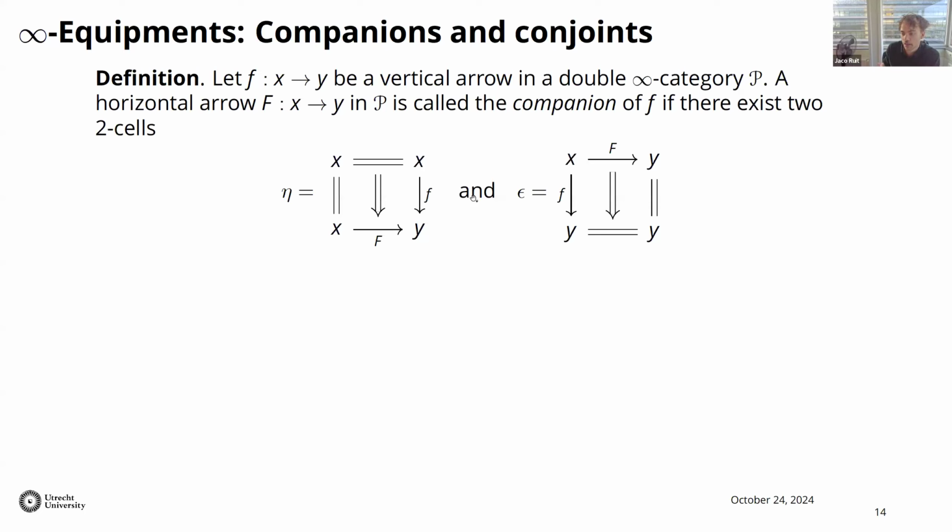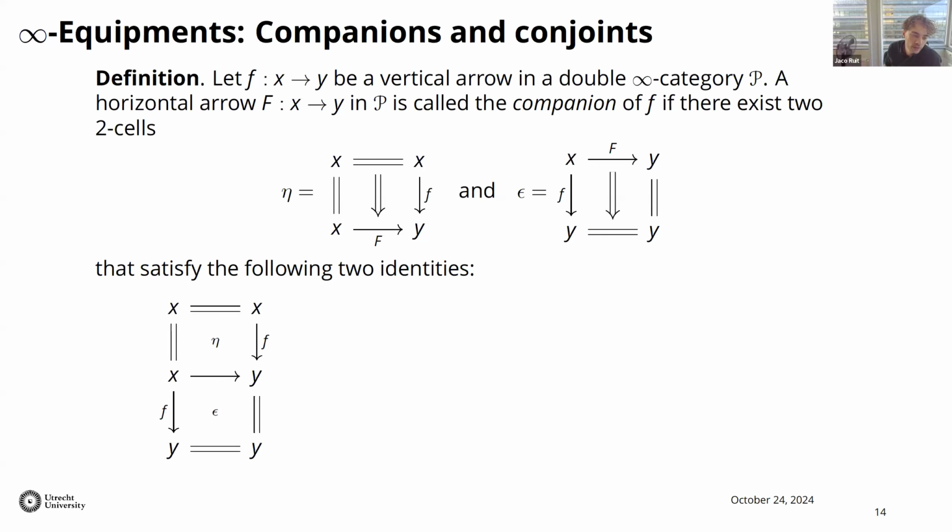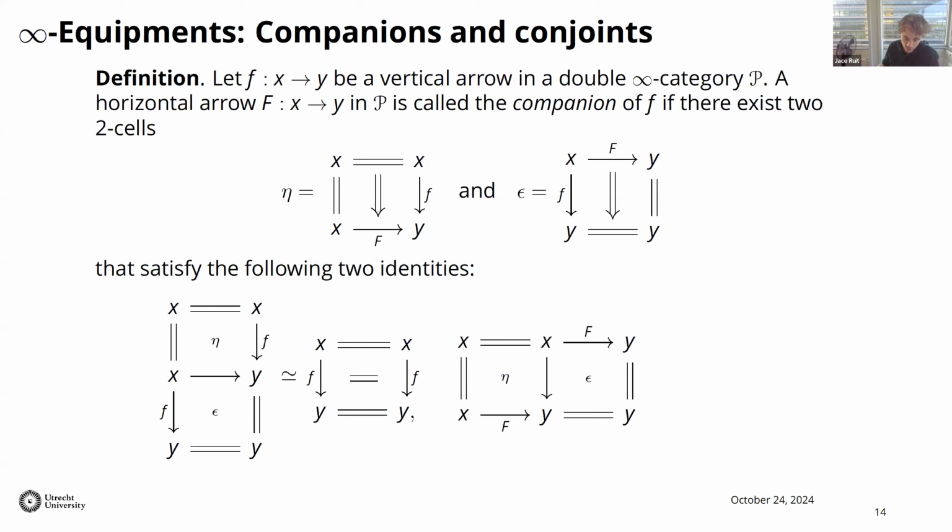And they should satisfy some triangle identities, which are really the following two identities. You can vertically compose this unit and counit, and you would need to get the vertical identity on the vertical arrow f. And then likewise, you can compose the unit and counit horizontally, and you would need to obtain the horizontal identity on f.